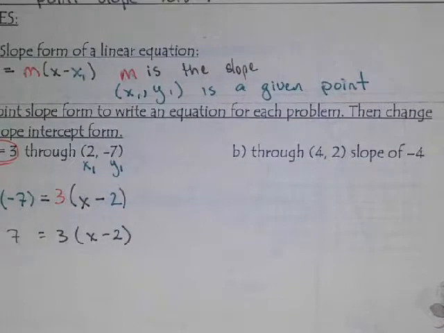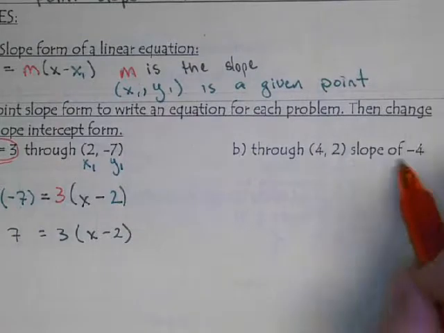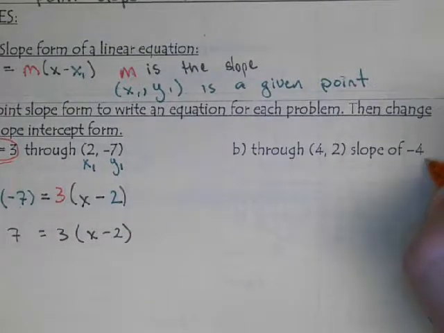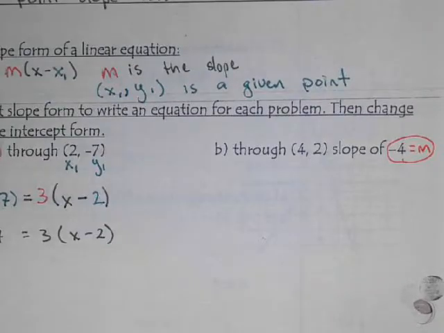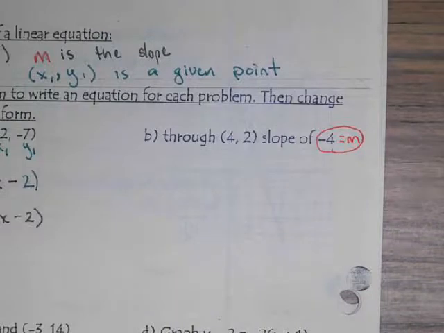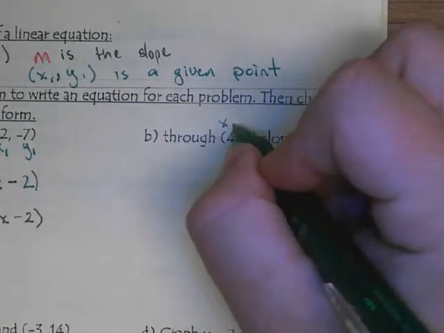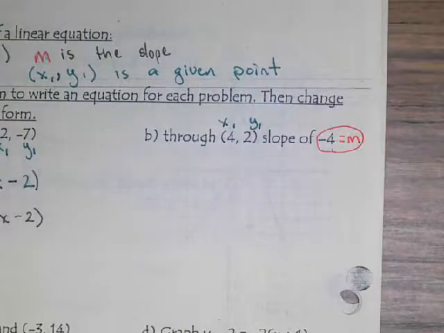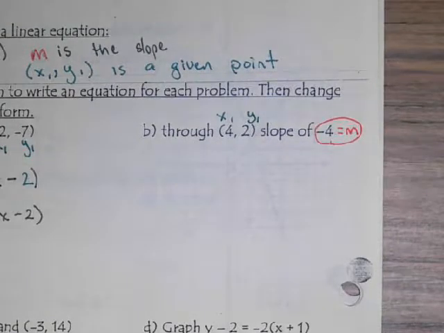So hopefully you took the time to try this on your own. Let's go ahead and plug in. So I'll identify my slope of -4. So there's my slope right here. This is our m. And then we have our x1, y1 from the point. Now we'll just plug and play.